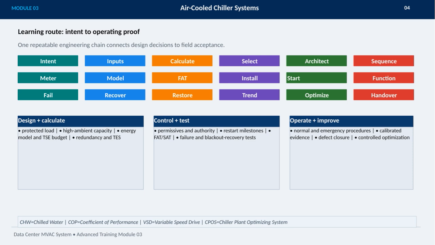We break this into three main phases: design and calculate, control and test, and operate and improve. Each phase has critical focus areas, like ensuring protected load, high ambient capacity, and redundancy in design, establishing permissives and authorities, executing FAT and failure tests during control, and applying calibrated evidence, defect closure, and controlled optimization during operation. Understanding these steps and their integration is key to delivering reliable and efficient air-cooled chiller systems for critical data center environments.